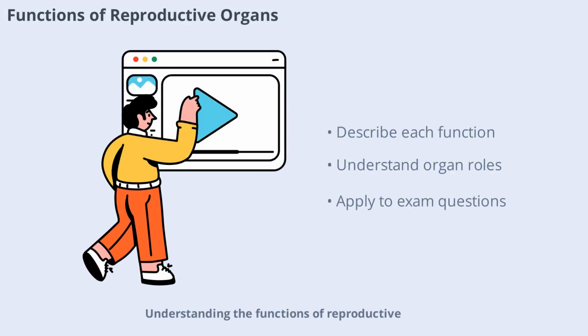Understanding the functions of reproductive organs is essential for biology exams. For example, the penis delivers sperm, the scrotum protects the testes, ovaries produce eggs, the uterus supports fetal development, fallopian tubes transport eggs, and the vagina serves as the birth canal. Being able to describe these functions clearly will help you answer exam questions accurately and deepen your understanding of human biology.